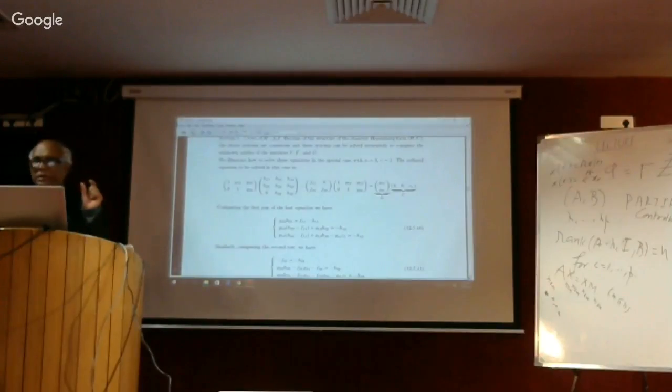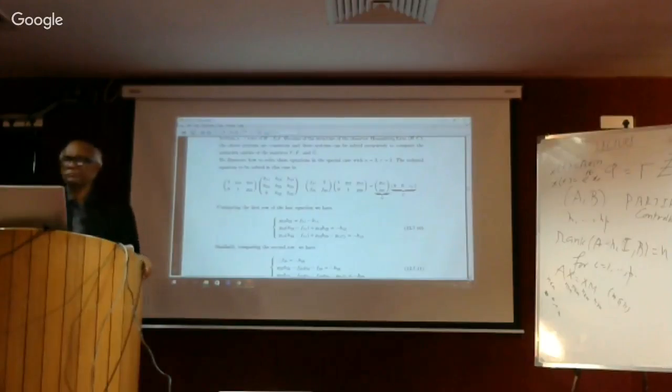Remember, what is R? Small r is the dimension. What is the dimension of the C matrix? N cross R. So R is here in this case 1. So I take the special case where N equal to 3, R equal to 1. So we have to solve this equation.